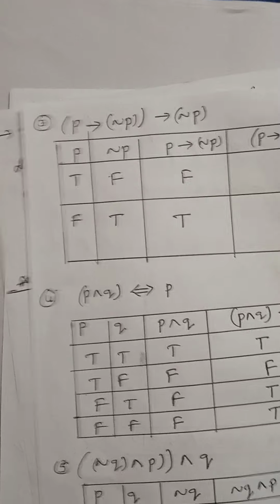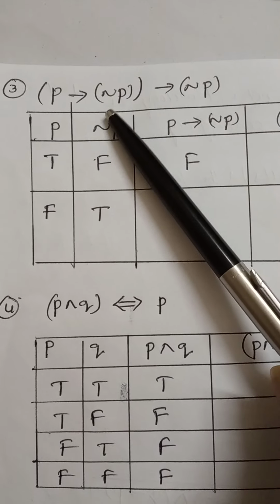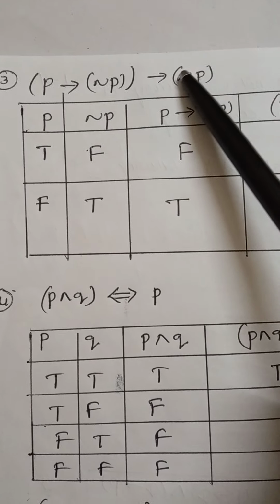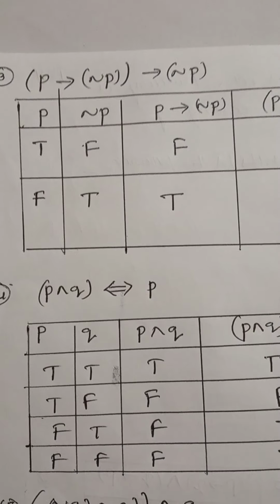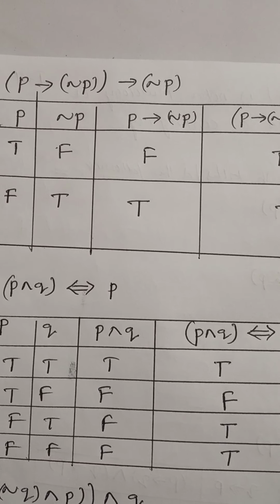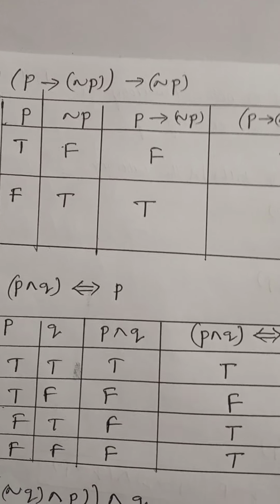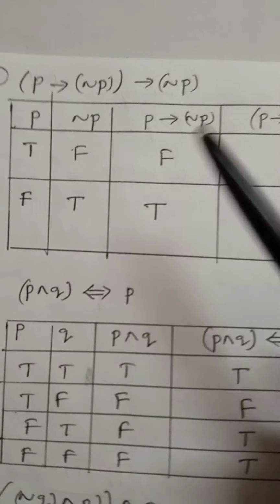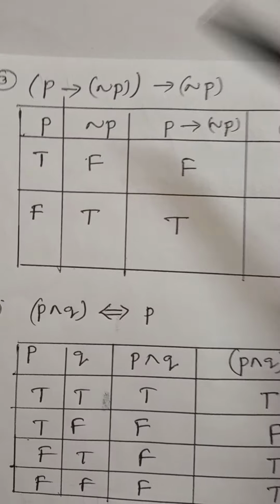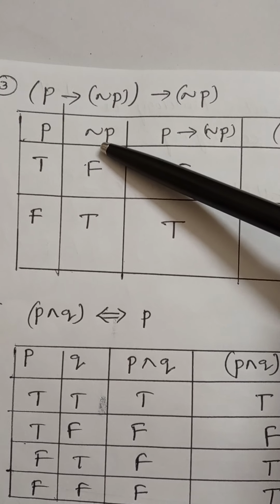Next one, third problem. P → (¬P → ¬P). Again, first of all we have to analyze the given compound statement or compound proposition. How many simple statements are there? Only one variable, no? P. Next we have to identify the next compound statement, ¬P.